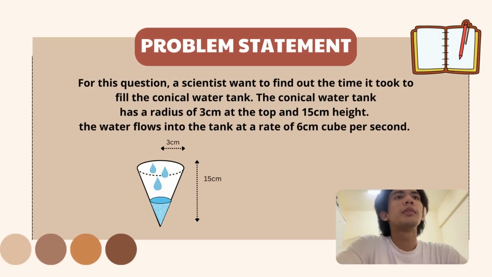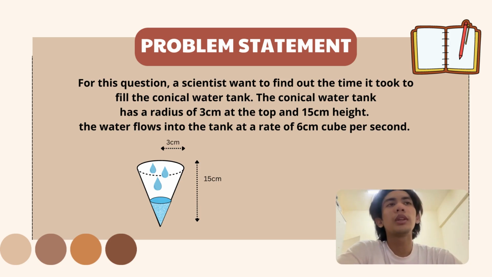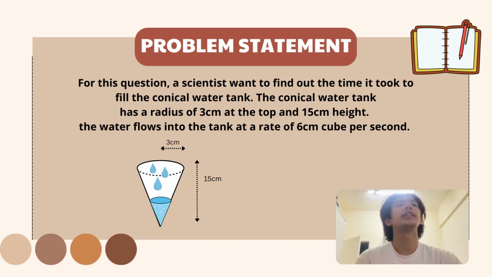Okay, so for the problem statement, a scientist wants to find out the time it takes to fill a conical water tank. The conical water tank has a radius of 3 cm at the top and a height of 15 cm. The water flows into the tank at a rate of 6 cm cubed per second.